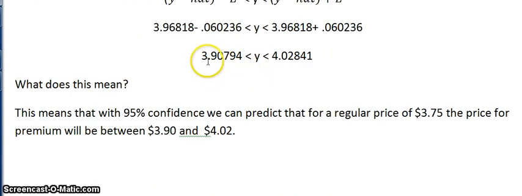Having done so, I found the confidence interval to be 3.90794 on the lower, and on the upper, 4.02841. What does this mean? That means with a 95% confidence, we can predict that a regular price of $3.35 will correspond to a premium price between $3.90 and $4.02.